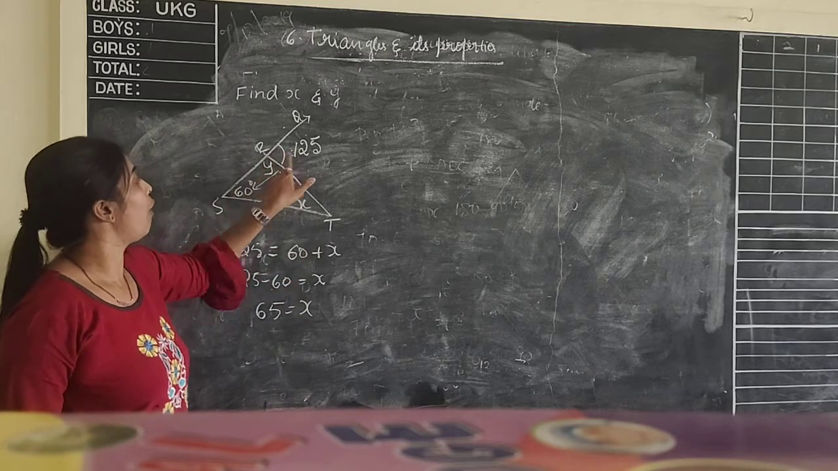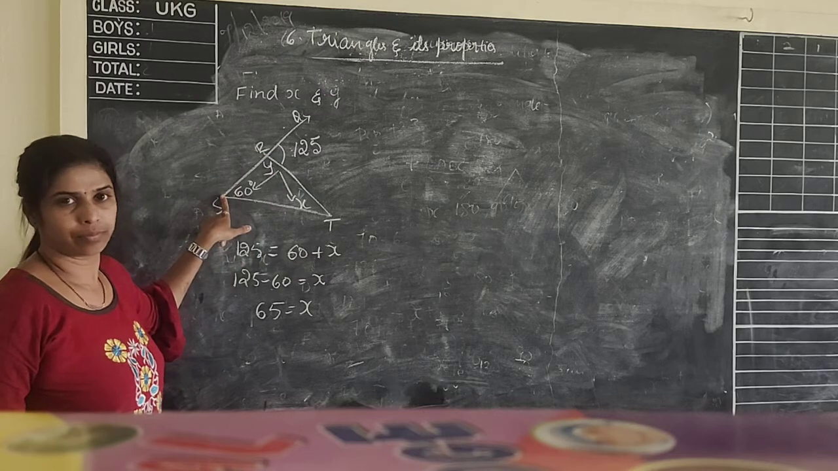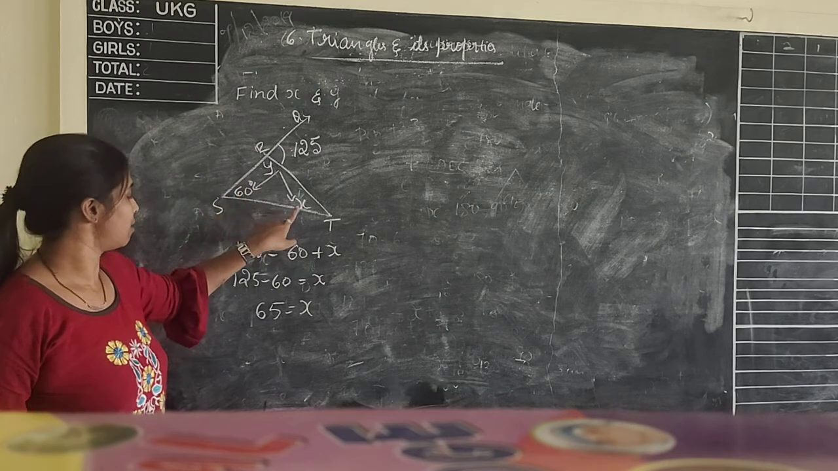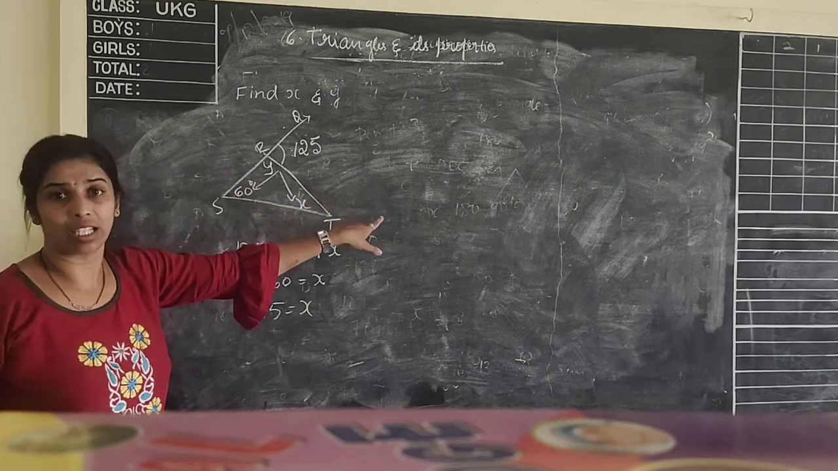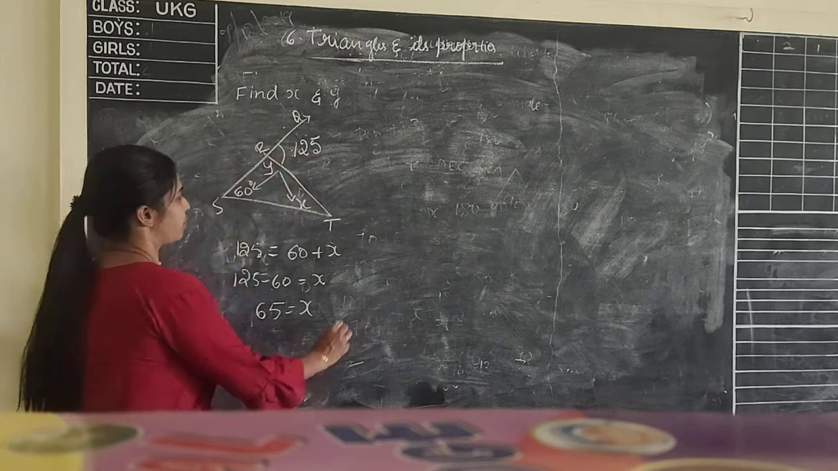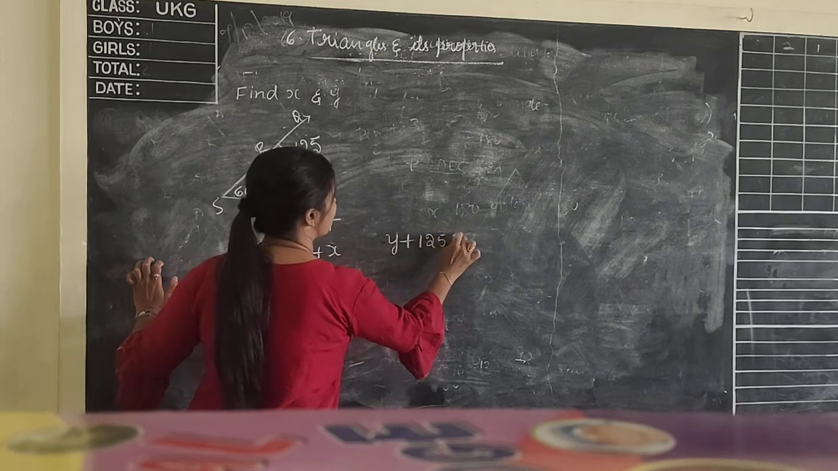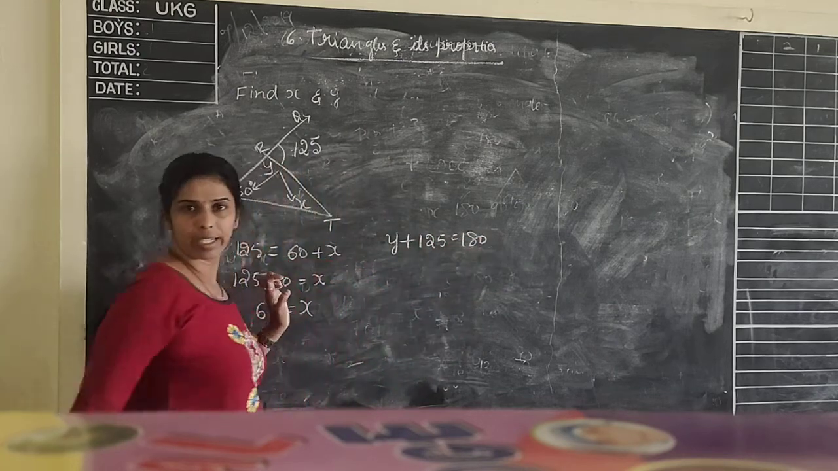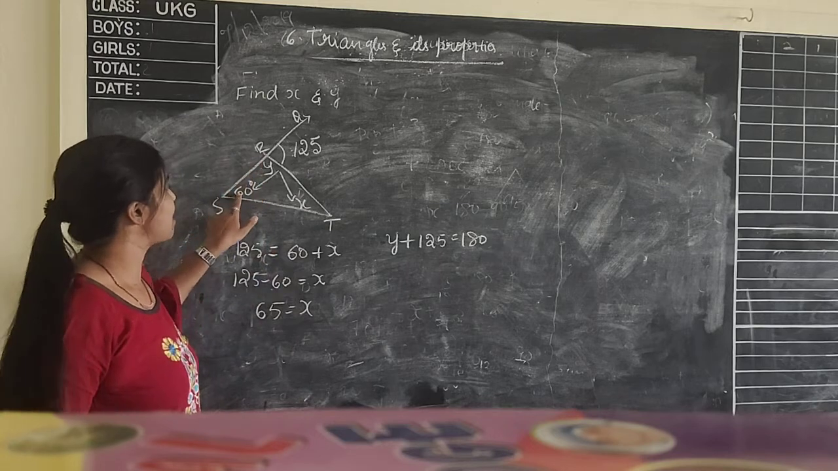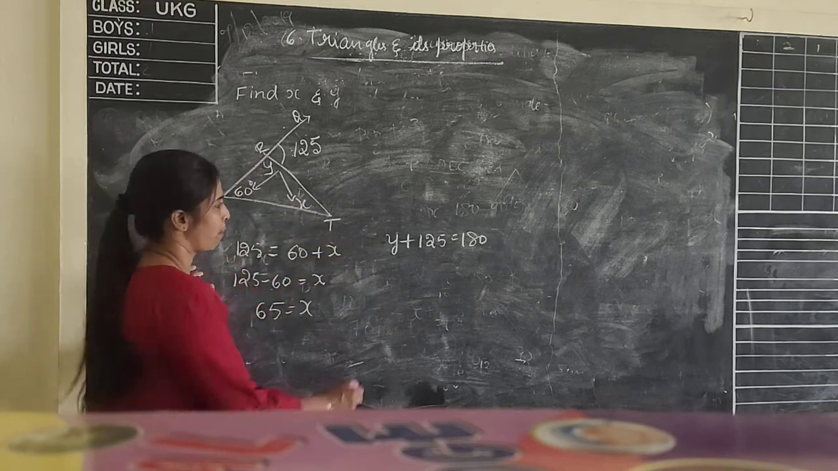Now what is the value of y? I said I will take these three interior angles: y plus 60 plus 65 is equal to 180. Or these two equal to 180, both are okay. I can do this: y plus 125 is equal to 180. That is also okay. Or y plus 60 plus x equal to 180, that is also okay.